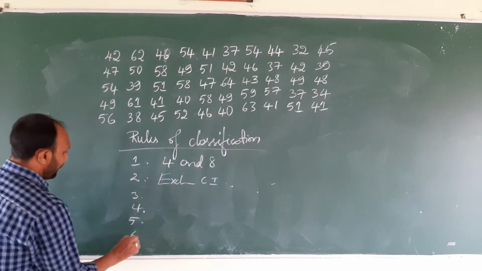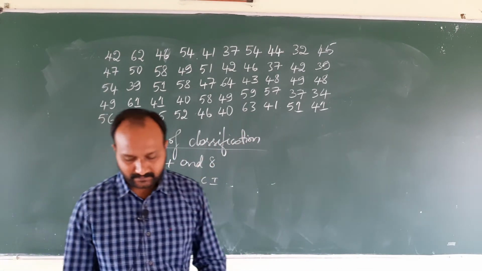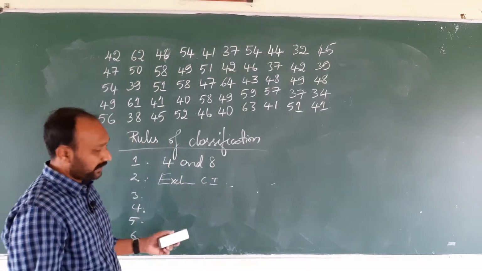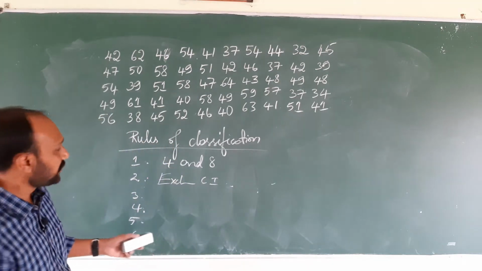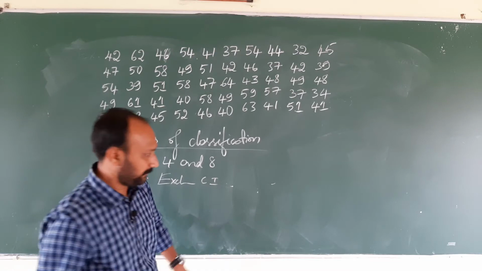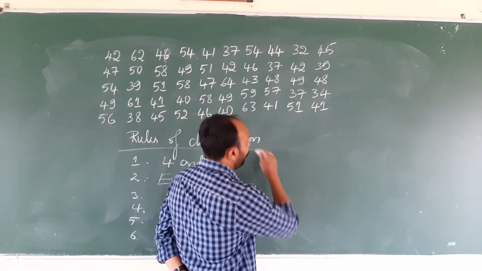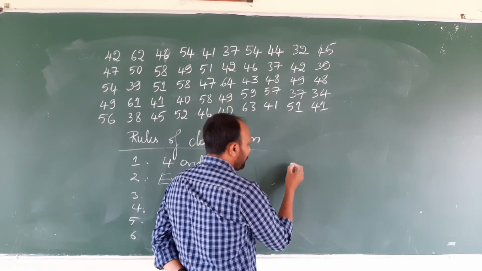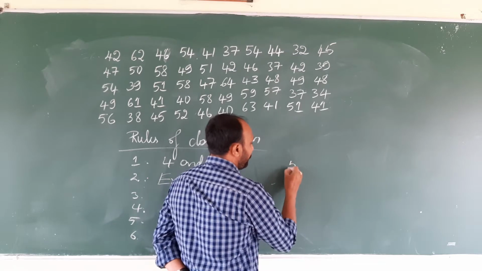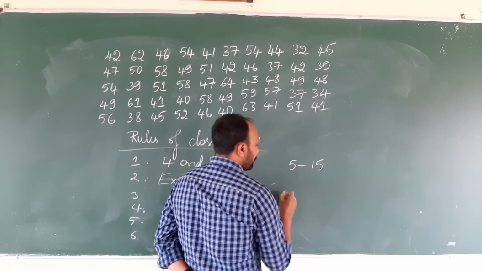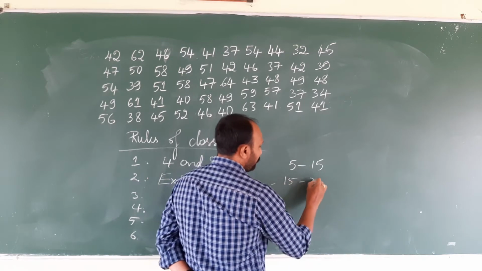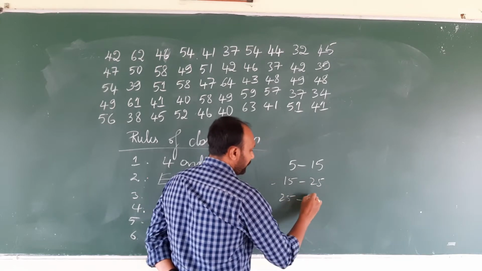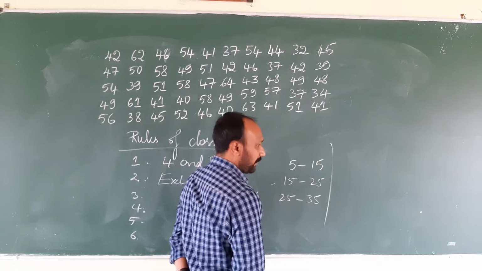Similarly, the fifth and last principle or rule of classification says that the lower limit of the first class should be a multiple of 5. That is, let us say I want to project all this data in class intervals. I will be starting with, let us say, 5 to 15, followed by 15 to 25 or 25 to 35, like this. This is one way of projecting.